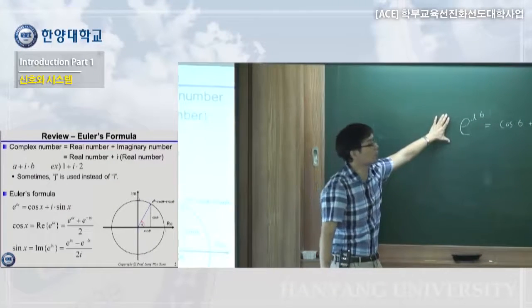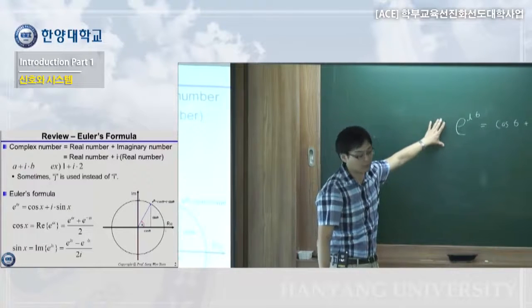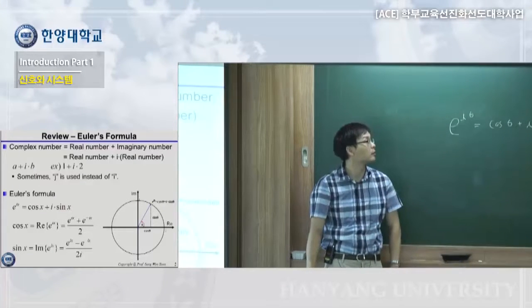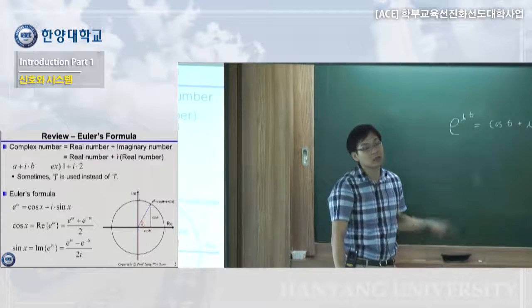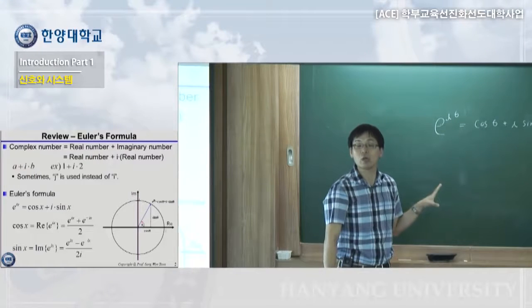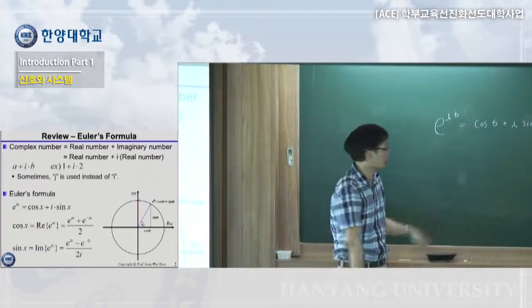Anyways, so this is Euler's formula. Why is this one so important? One of the reasons is that this one gives you an idea of how we can draw, how we can plot, a complex number. One of the ways.